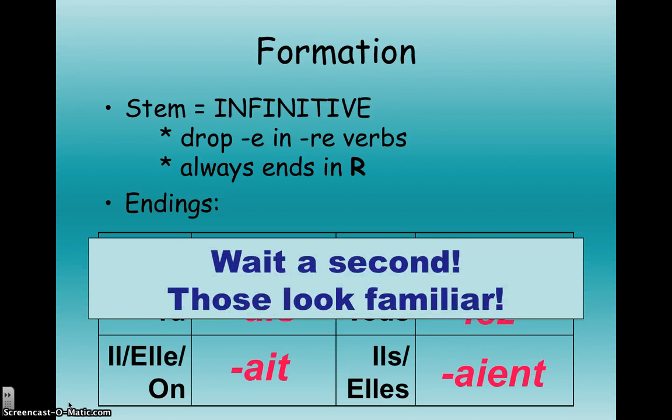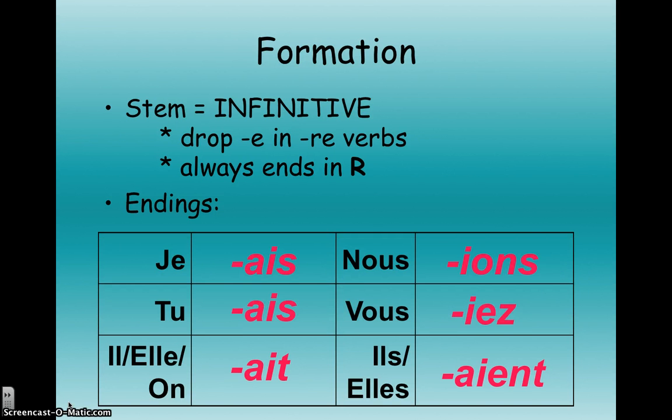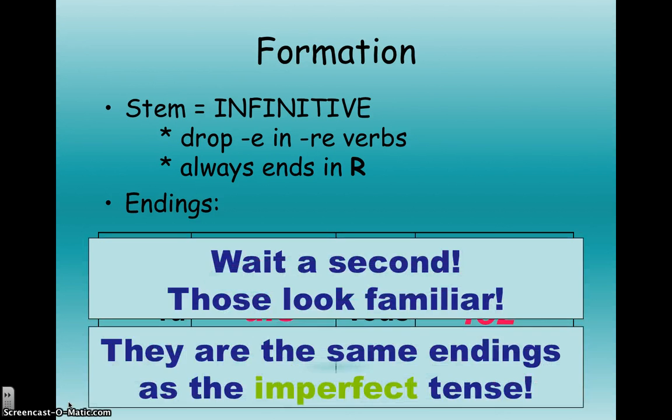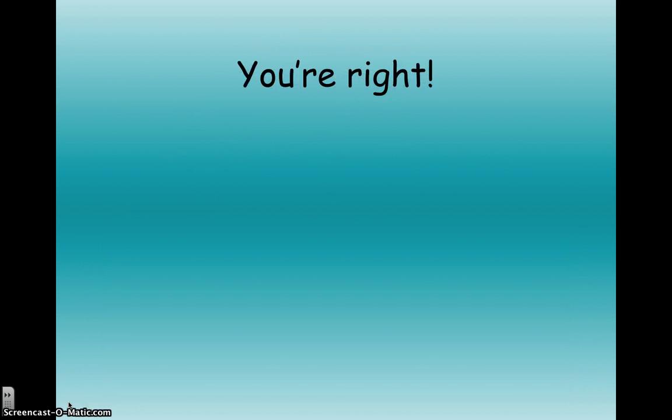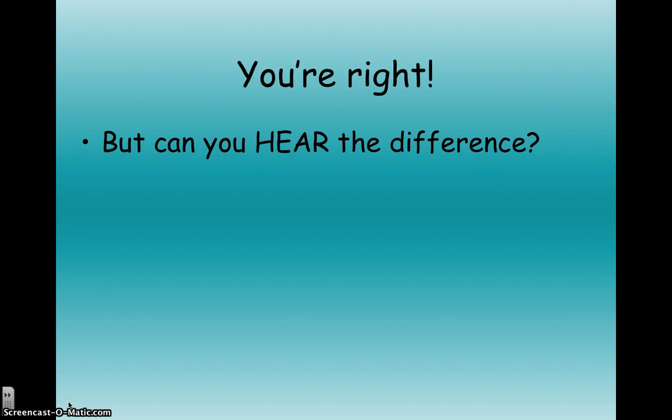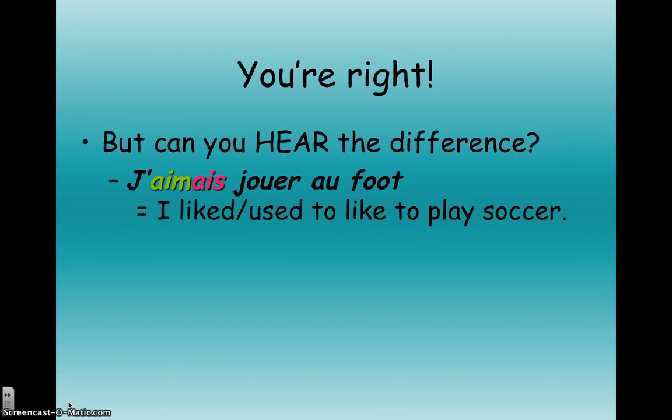Now, wait a second. Do those endings look familiar to you? Hopefully they do, because they are the same endings as the imperfect tense, which we have already learned. Alright, so that is true, but let's listen, see if we can hear the difference between the two tenses. J'aimais jouer au foot. Alright, there's a review at the end of this video. I will do a little review of the imperfect.